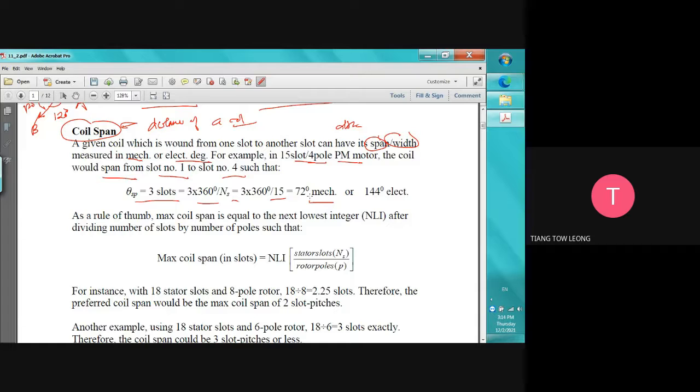72 mechanical degrees. This is the pure coil span, which means if we go from slot number 1 to slot number 4, the distance it took is 72 mechanical degrees or 144 electrical degrees. How to get this value is that electrical degree equals mechanical degree times pole pairs, which means 72 times pole pairs. How many poles is this one? 4 poles. So 4 divided by 2, which means 72 times 2. We will have 144.